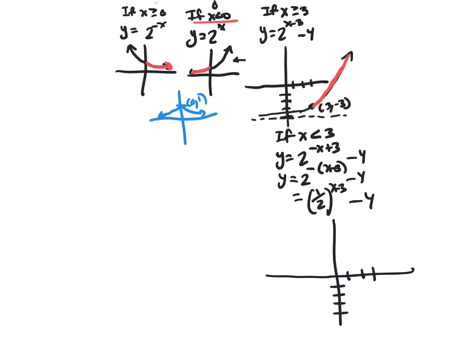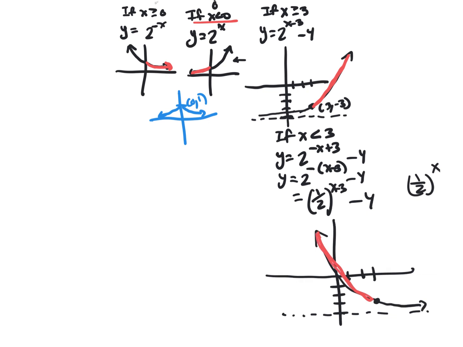So again, if we were just graphing this, we'd have this horizontal asymptote at y equals -4. And then instead of 1/2 to the x, which would have a y-intercept of (0, 1), now that point is moving to the right 3 and down 4. So this graph would look something like this. But we're only taking the piece that is less than or equal to 3.